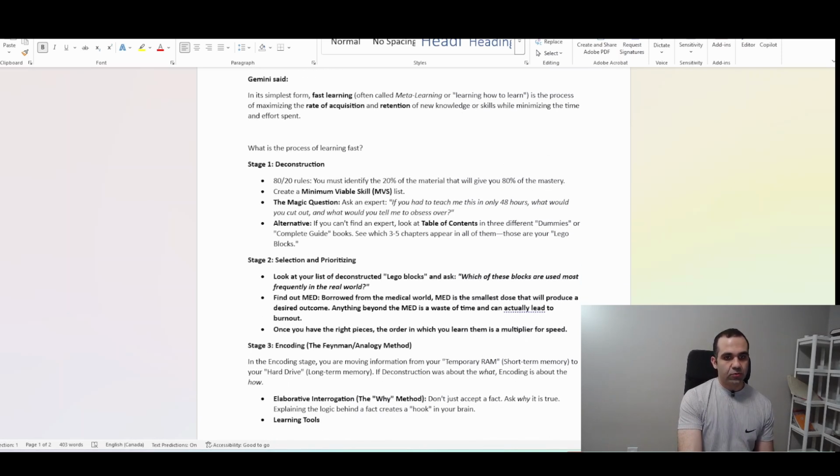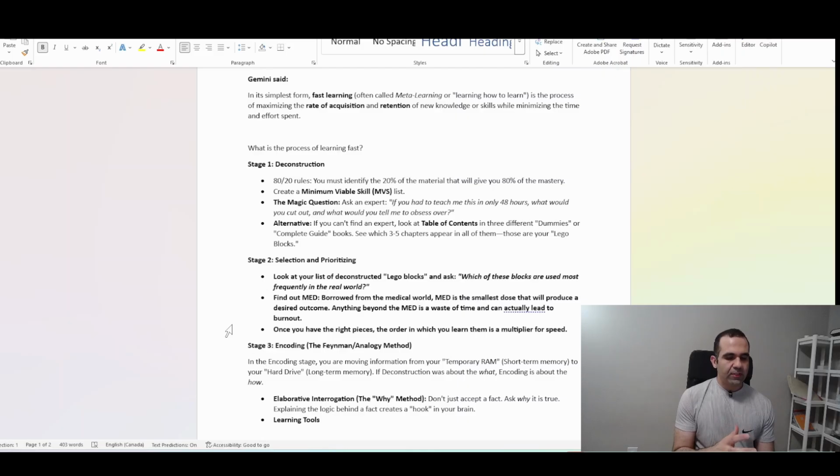We have different techniques to do that. We can ask some expert which topics are the most important, or use different chapter books and find the most important topics they have in common, or ask this question: which of these blocks are used most frequently in the real world, in the industry? Which parts have been used? So at first we deconstruct the topic, then we prioritize the topics that we have to learn. Stage three is learning.